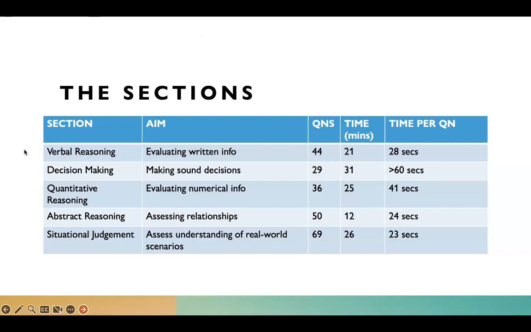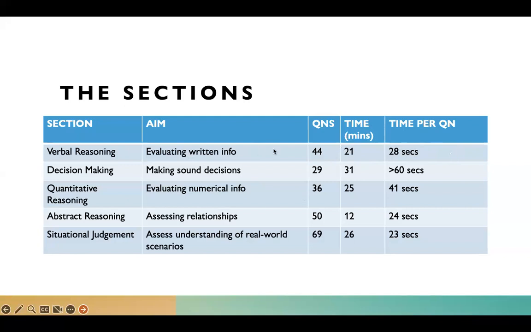So the sections, first one's verbal reasoning. So essentially you get given a massive passage and you have to evaluate the written information and then answer the questions based on that. So if you've done the 11 plus or the 12 plus and you've come across verbal reasoning, it's essentially a bit more complicated version of what you did then. So 44 questions and you have 21 minutes to do it in. So you have approximately 28 seconds, which seems like not a lot of time, but with practice, you will be able to sort of answer these questions under that timescale.